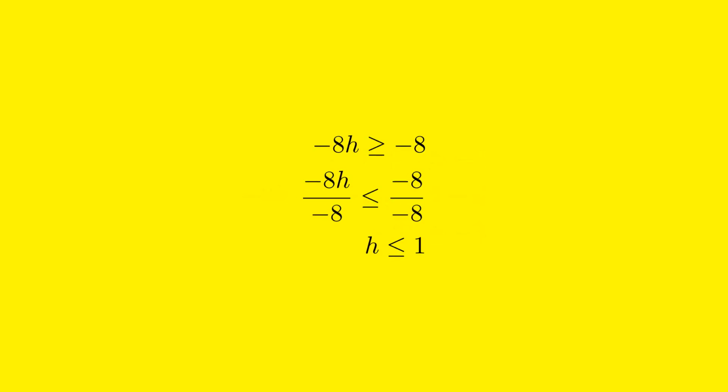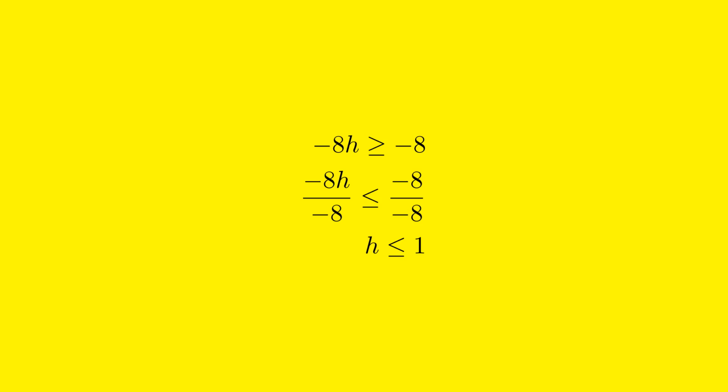Now that we have the inequality minus 8h greater than or equal to minus 8, our next goal is to isolate the variable h. To do this, we need to divide both sides of the inequality by minus 8. When we divide or multiply both sides of an inequality by a negative number, we must reverse the direction of the inequality. This is very important to remember. Dividing both sides by minus 8, we have h less than or equal to 1.